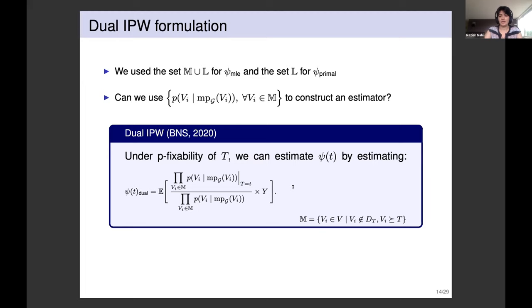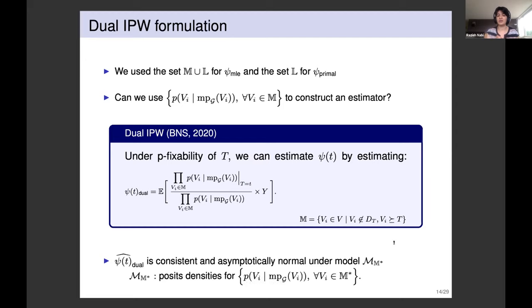So again, this estimator is going to be consistent and asymptotically normal in a model where all the conditional densities of the form vi given Markov pillow of vi are correctly specified, for vi in the set M. I'm denoting it by M star to make a quick point that sometimes we can simplify this representation a little bit. We can simplify when the treatment is independent of the variable given the Markov pillow of the variable. In those cases, we can drop the treatment past the conditioning bar so that the numerator will cancel out with the denominator.